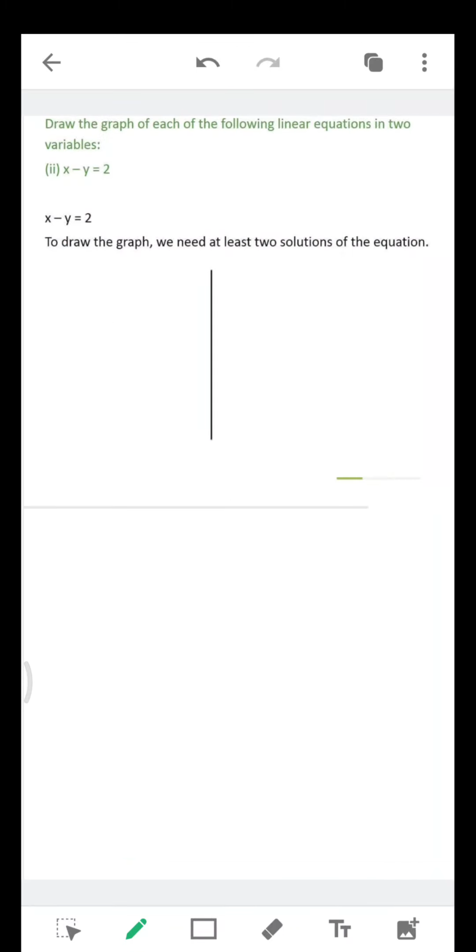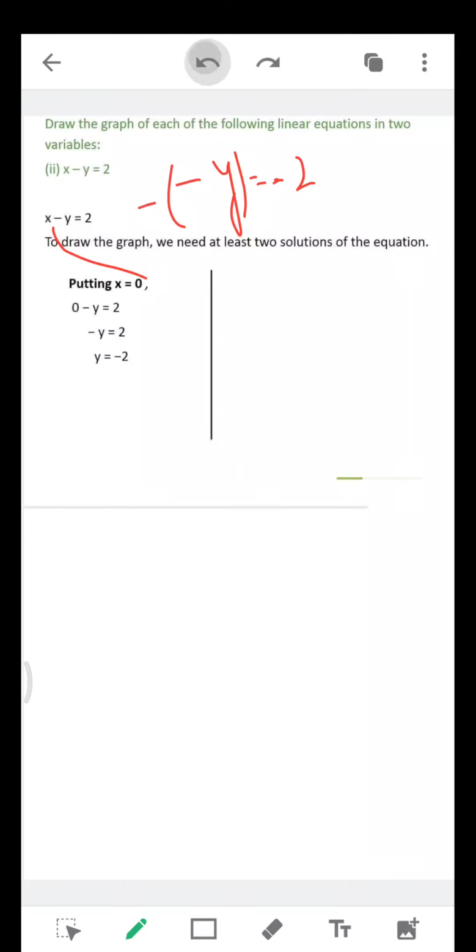Now going to the next one, here we have another equation, x minus y is equal to 2. So here also I'll find two solutions of this. I'll take first x is equal to 0. So if I put x is equal to 0 here, what happens? 0 minus y is equal to 2, minus y is equal to 2. If you multiply by minus on both the sides, this will become y is equal to minus 2.